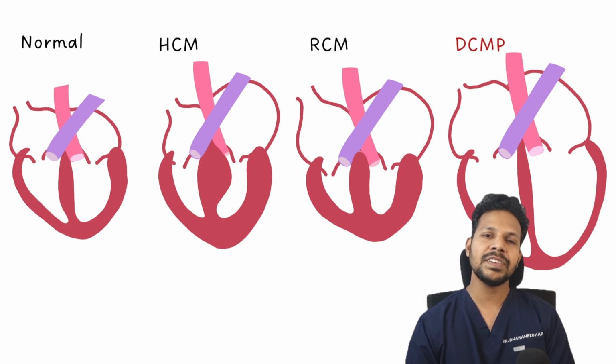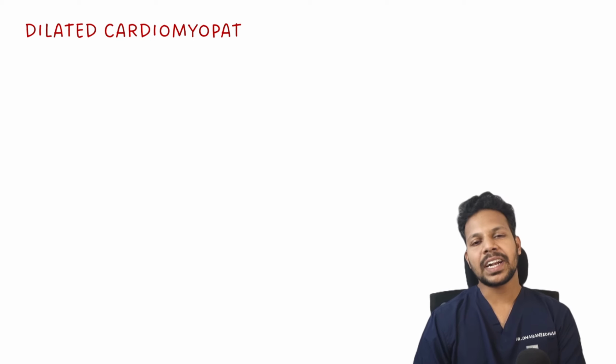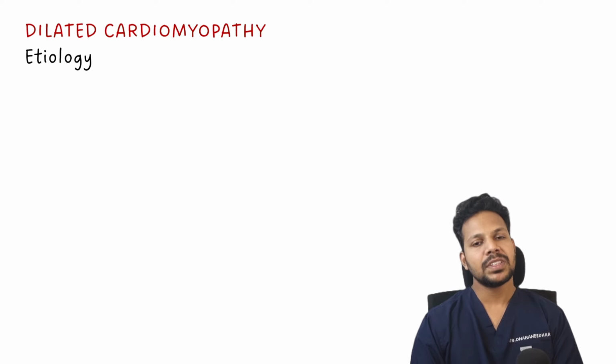And you can appreciate, when you compare it with the normal myocardium or with HCM and RCM, that the ventricular wall is significantly thinned out and there is systolic dysfunction here. We have discussed this in the heart failure lecture as well. There is diastolic failure in restrictive cardiomyopathy and systolic failure in dilated cardiomyopathy. So let's start with dilated cardiomyopathy, starting with the etiology.